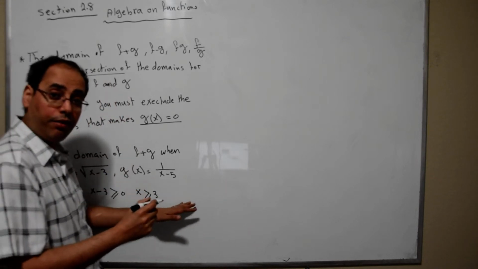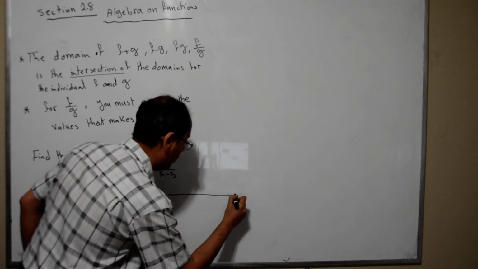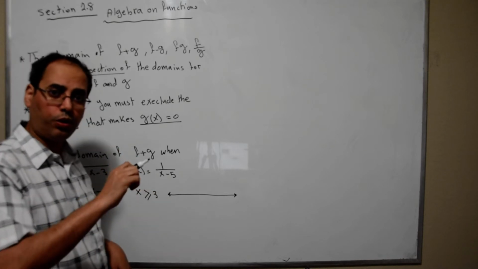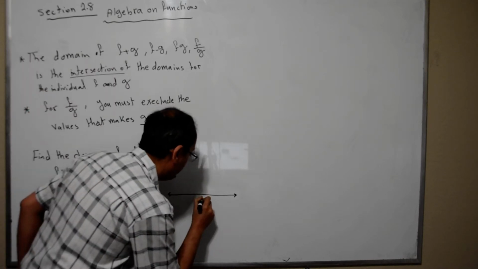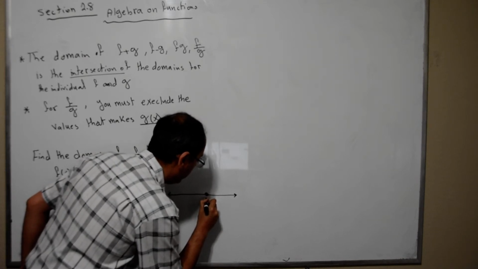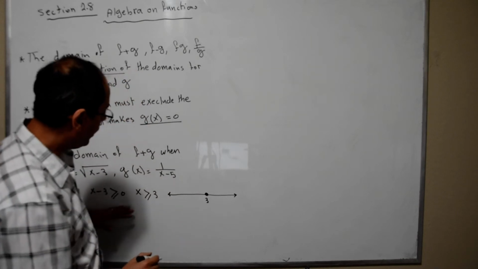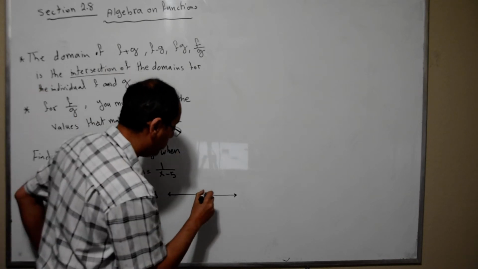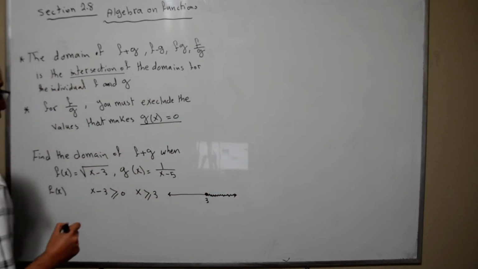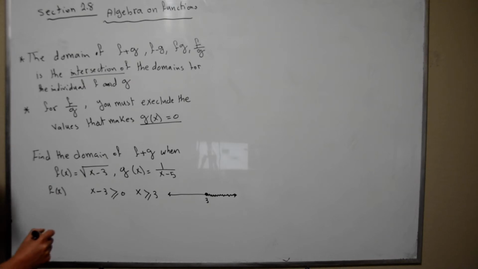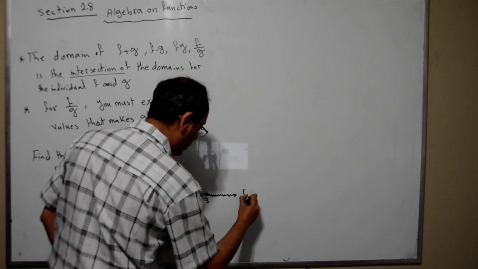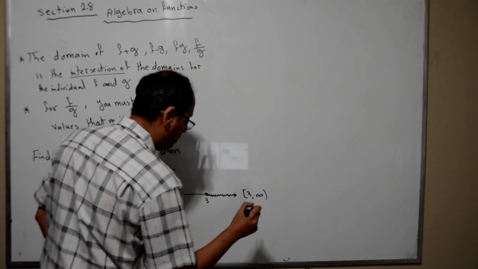Okay, now I'm going to graph that on the number line. Make the number line here, and x is greater than or equal to 3, so is 3 open or closed? Closed. Alright, I'm going to go to 3 here, closed, and then everything greater than 3 is the domain. So the domain here I can write down as 3 to infinity.